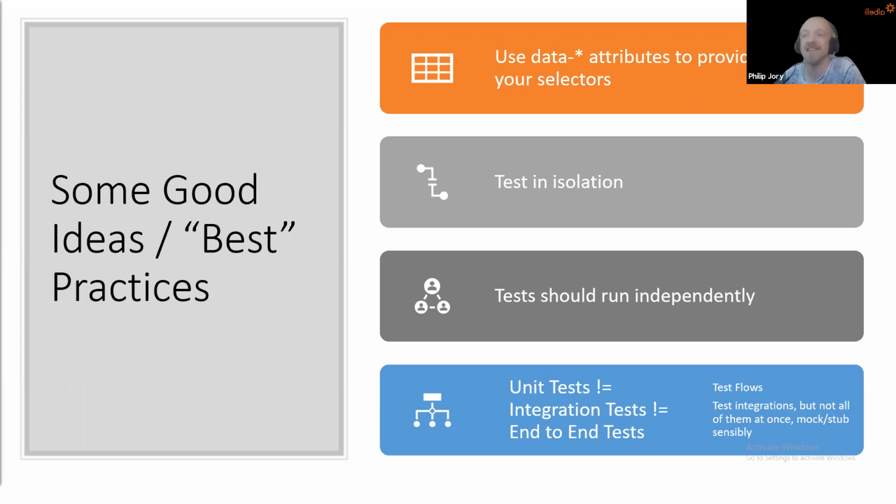Testing in isolation and having tests run independently is a more general maxim for writing tests that I'm sure we've heard before. And finally, one that's a bit more vague and full of opinion: unit, integration and end-to-end tests are not the same. So regarding Cypress and where I think it fits in the testing pyramid: test the flow, test the integrations, but you don't need to test everything all of the time.